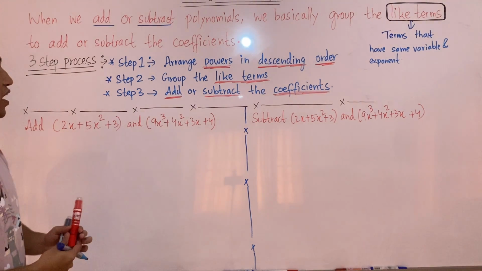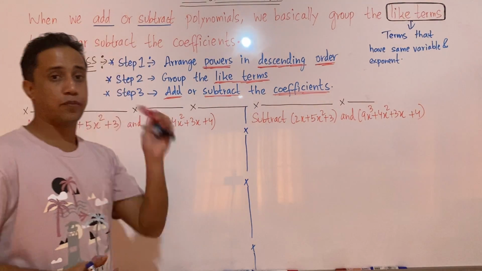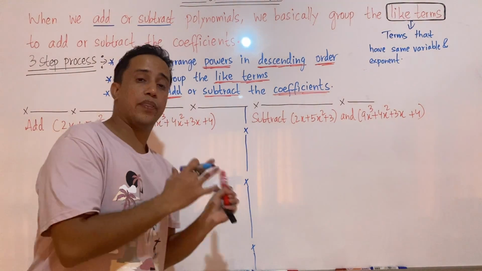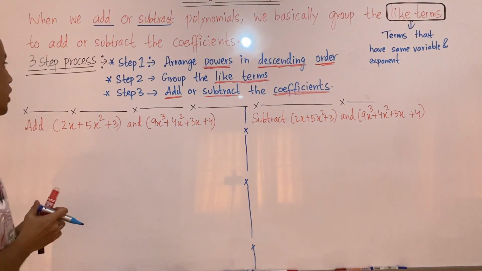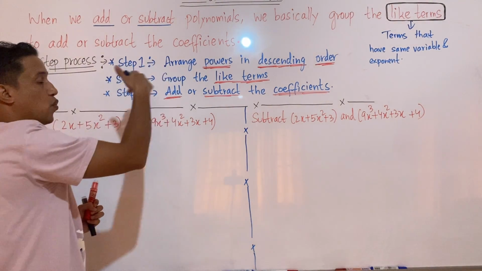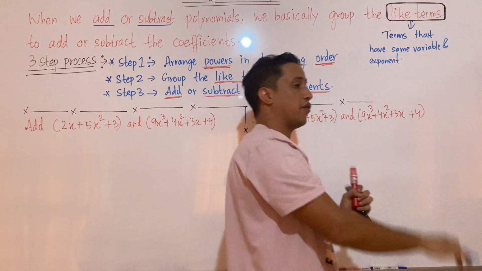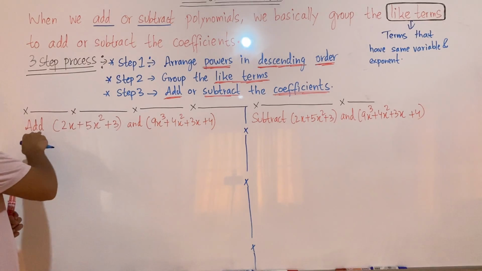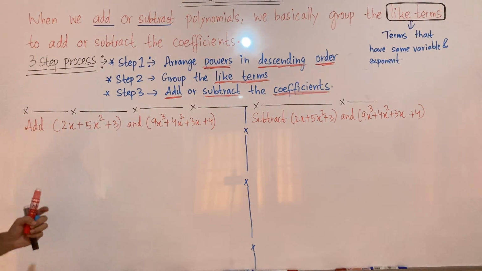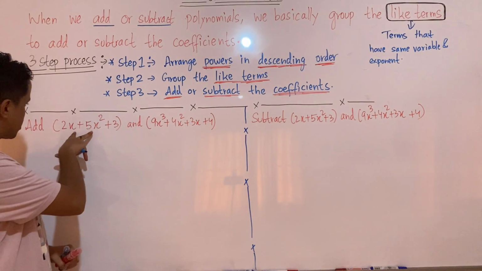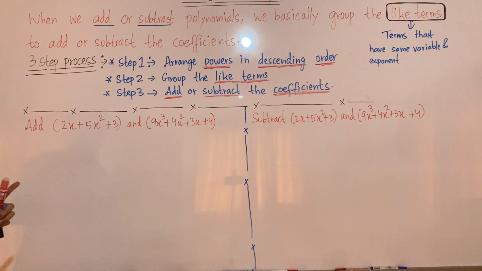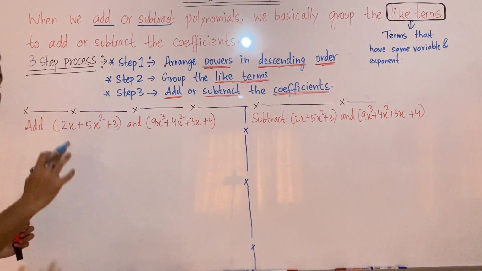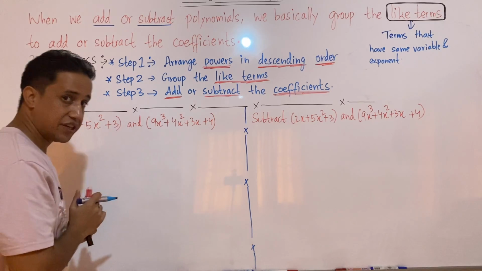Okay, and when we add or subtract polynomials, we perform 3 steps on the polynomial expressions. Okay, so the first step says we have to arrange powers in descending order. Okay, what does it mean? For example, in this question, I have to add these two polynomials. Okay, if you look at the first polynomial expression, I can see the exponents are not arranged in the descending order. The exponents of the variable are not arranged in descending order.